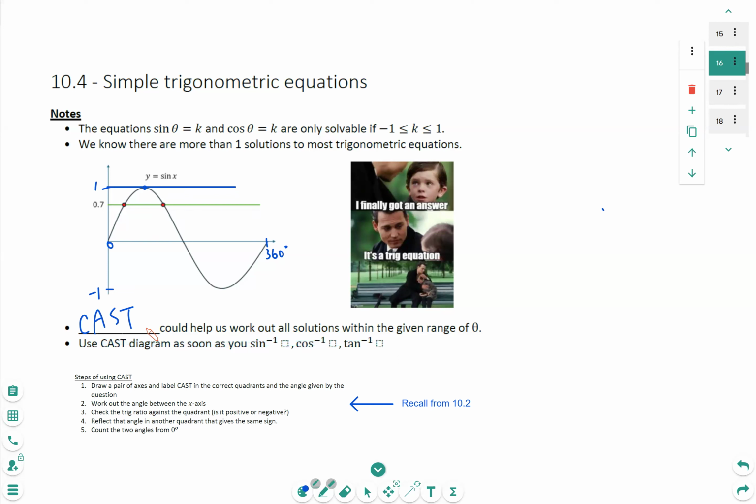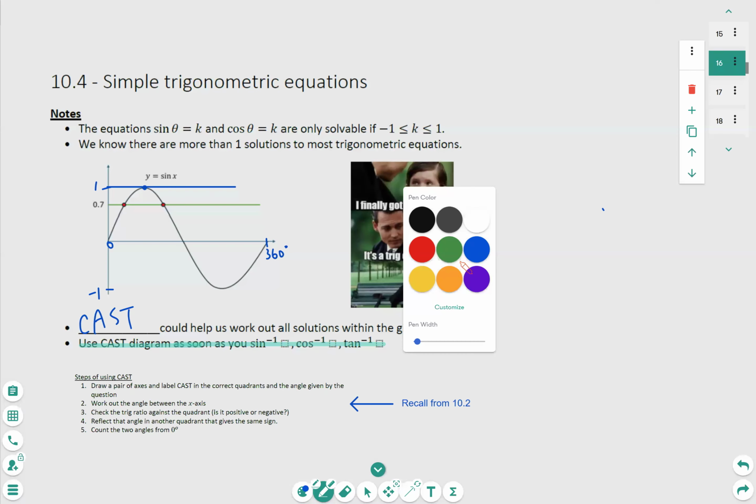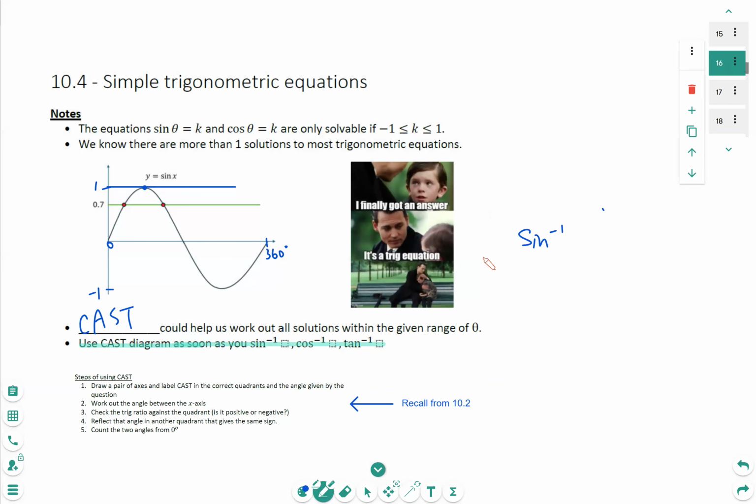Use the CAST diagram as soon as you have arc sine, or inverse sine, inverse cos, inverse tan. Basically, arc sine is the inverse of sine. You've learned about it in GCSE. This is called inverse sine, but the proper mathematical name is arc sine. So if you want to do inverse sine of 0.5, we can say arc sine 0.5. We usually use arc sine in an algebraic context, usually in further maths, so don't worry about that one. If I say arc sine, it's just the same thing as inverse sine. Likewise arc cos, arc tan.